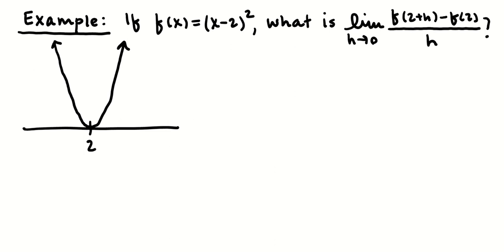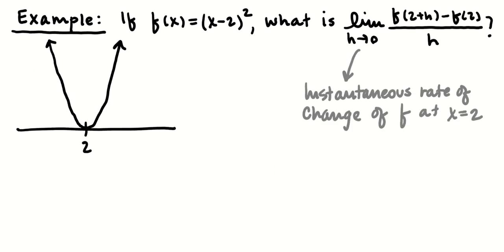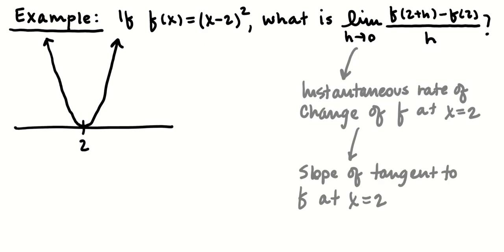We know that the limit as h approaches 0 of f of c plus h minus f of c, divided by h, is the instantaneous rate of change of f at x equals c. And we know that the instantaneous rate of change of f at x equals 2 represents the slope of the line tangent to the graph of f at x equals 2. So we can see, okay, at x equals 2, that's where it's really hitting its minimum, okay? It's the bottom of the parabola.